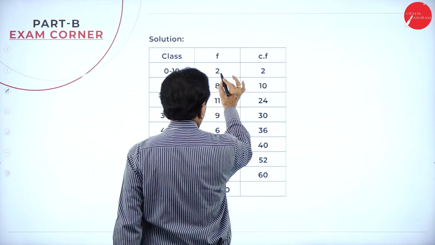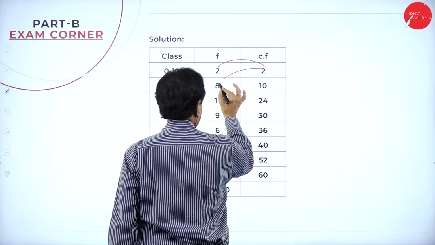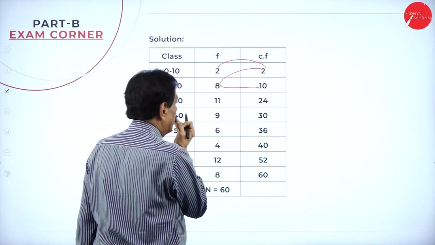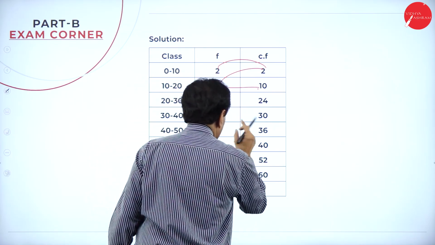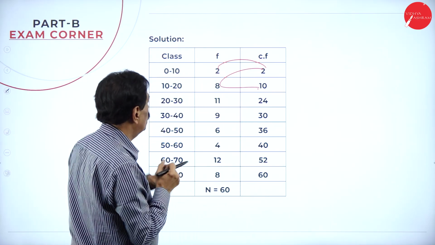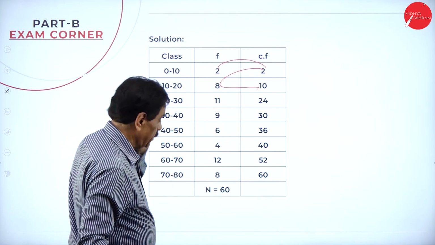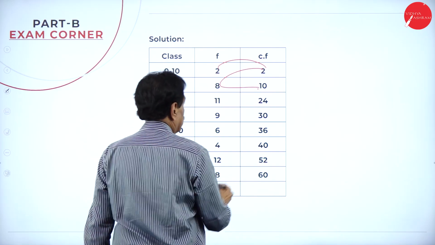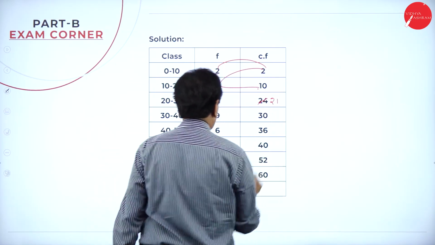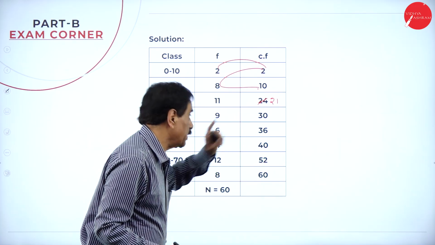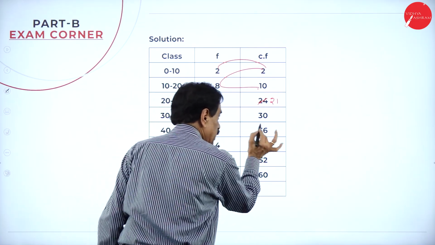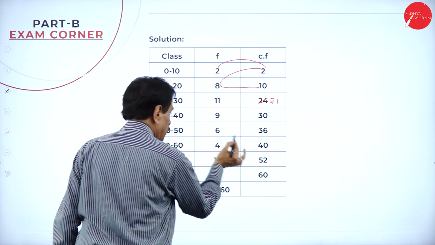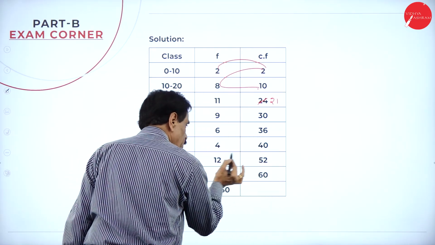Make the CF. What is the first number? 2. 2 plus 8 is 10. 10 plus 11 is 21. 21 plus 9 is 30. 30 plus 6 is 36. 36 plus 4 is 40. 40 plus 12 is 52. 52 plus 8 is 60.